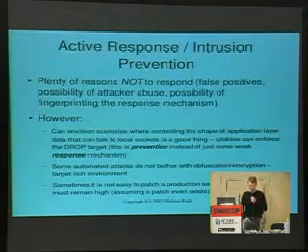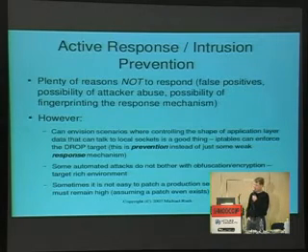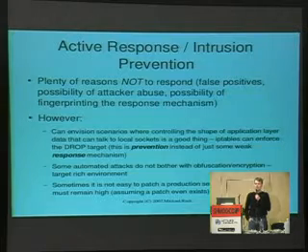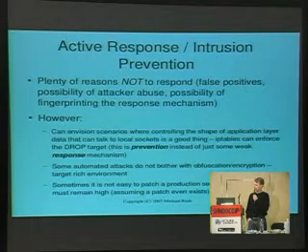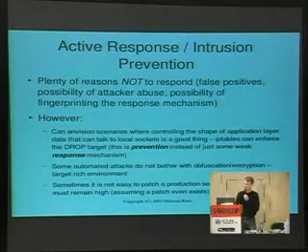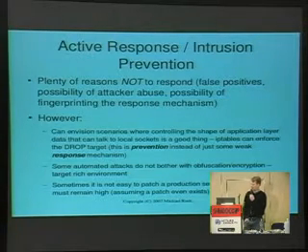So I'd like to say a couple of words about active response and intrusion prevention. There are plenty of reasons not to use any kind of response mechanism for network traffic. False positives, the ability of an attacker to abuse the system potentially, and the possibility of fingerprinting the response mechanism itself. Simple Nomad talked about that in one of his recent talks, I believe.